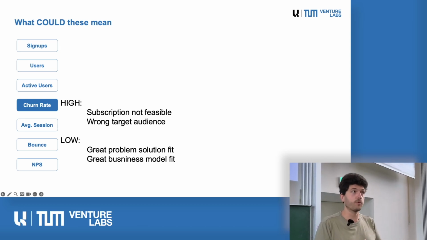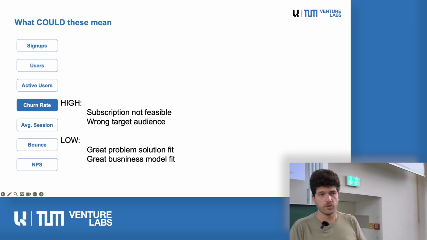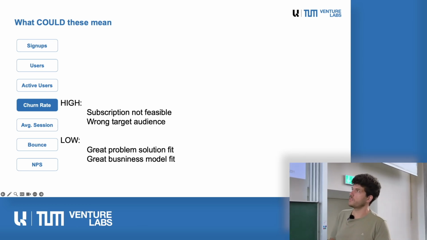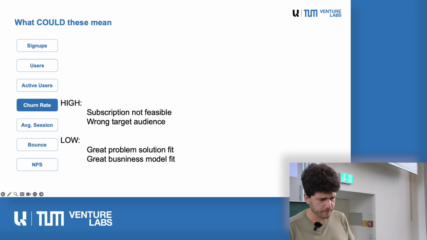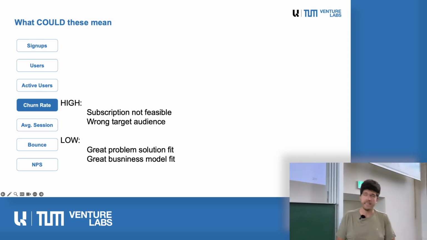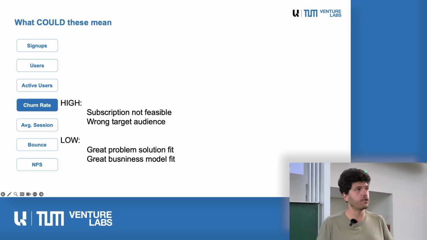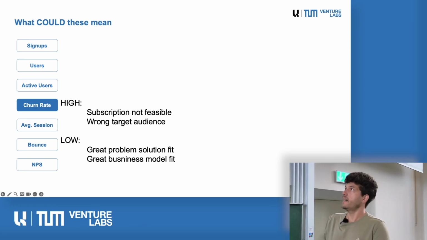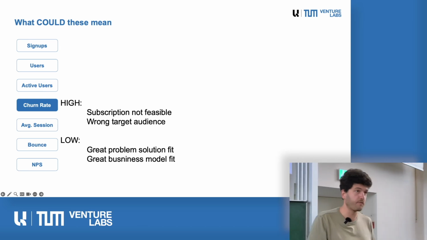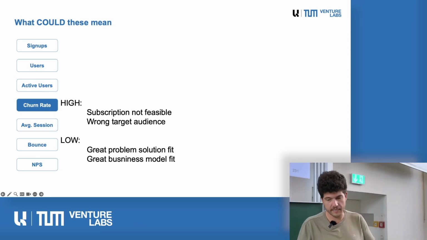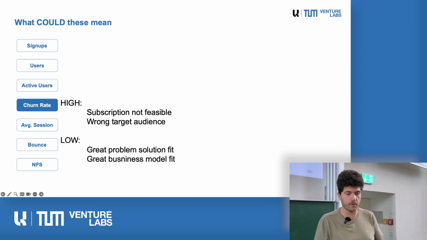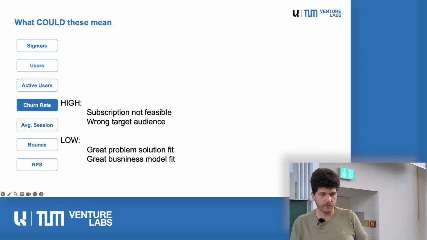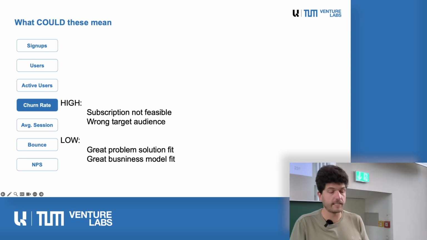Existing customers, of course, are the most valuable source for creating further traction. So do everything to keep your customers. So a high churn rate is basically always problematic. High churn rate meaning a lot of people leaving again. It's always problematic. Your subscription is definitely not feasible. You definitely need to work on your business model, and maybe you're also targeting the wrong audience. If your churn rate is low, it's almost always a very, very good sign.